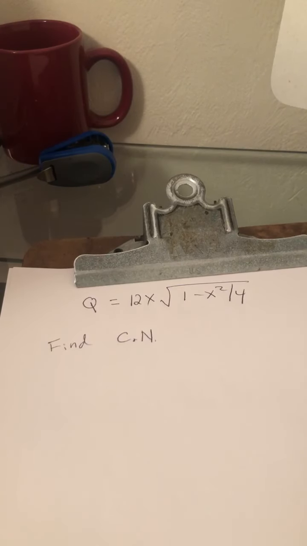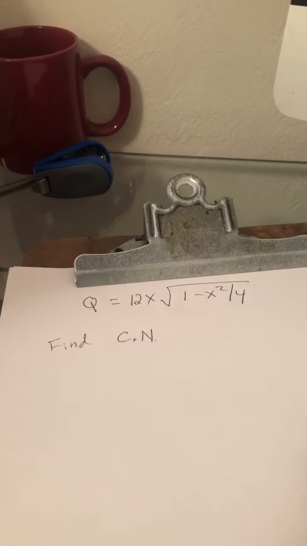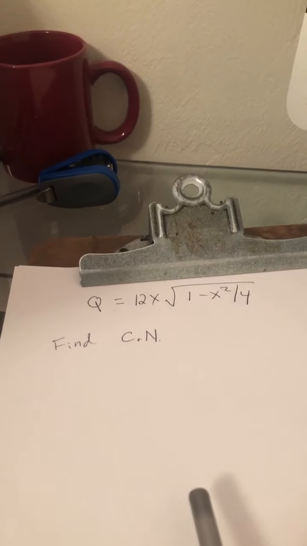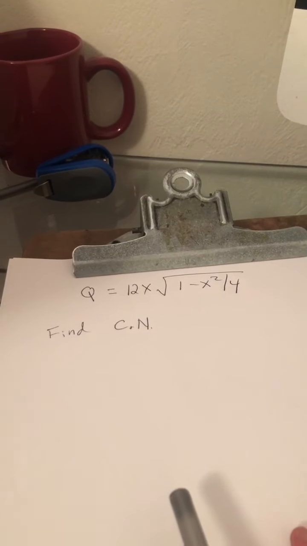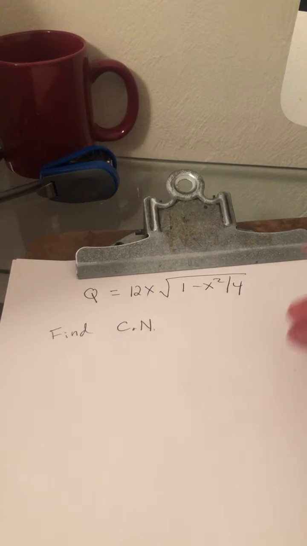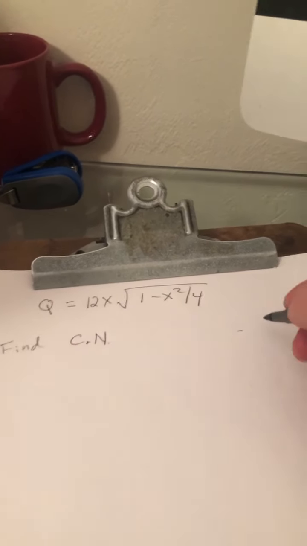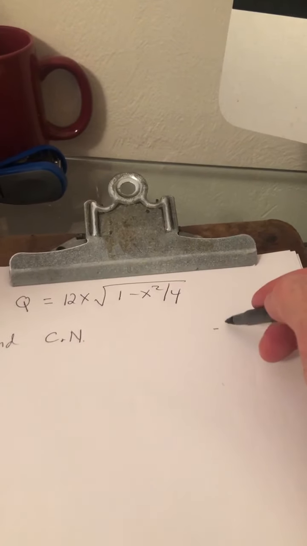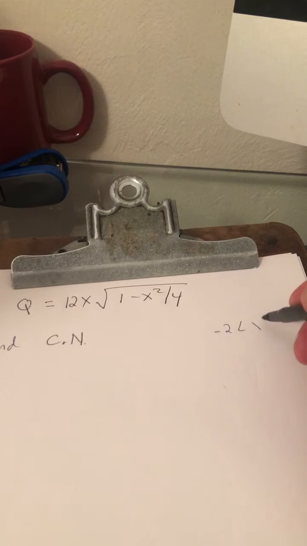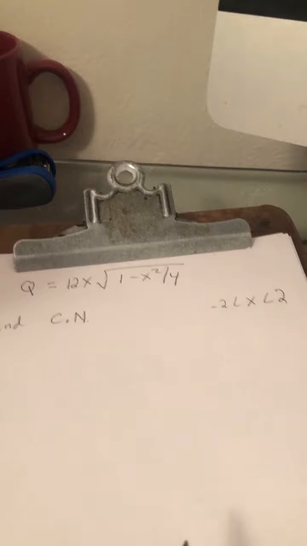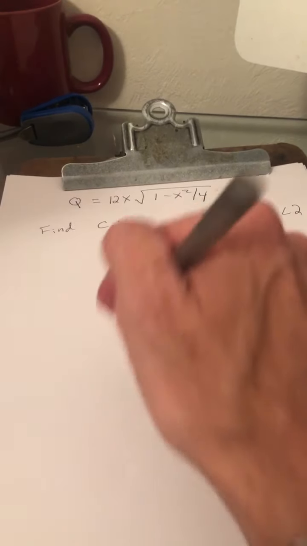Critical numbers are values of x where the derivative is 0 or where the derivative does not exist. On our domain, in this case, where it's understood that x is from -2 to 2, the derivative is always going to exist. So let's find the derivative, set it equal to 0, and solve for x.